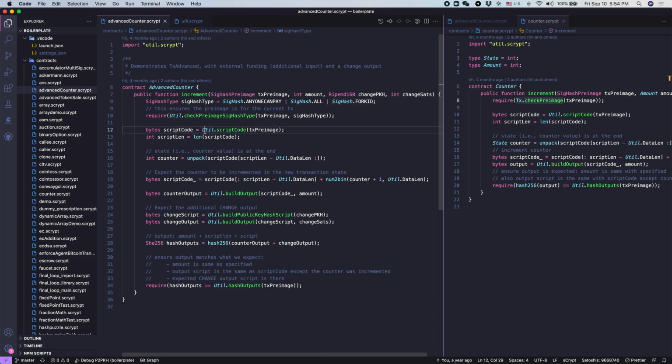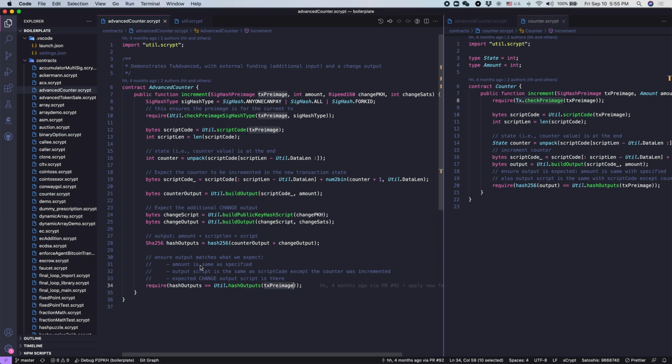After this, all the code is very simple. It's exactly what we had before in the basic counter example, with one small change, because we have an additional change output. So we have two outputs: the counter output containing the state of the contract, plus an additional change output. We combine the two and hash them, and check against the hash of the outputs in the preimage to make sure this is exactly the output we are expecting.